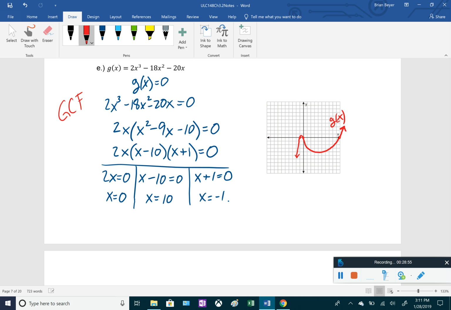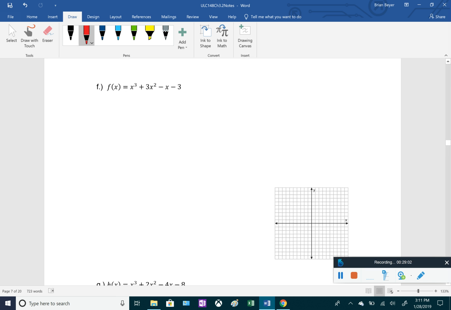Okay, let's do a couple more just to make sure we know the other factoring method. So we have x cubed plus 3x squared minus x minus 3. This one is a cubic, and it's a cubic with all four terms. It has the cube term, the squared term, the x term, and the constant term. So let's see what happens when we try to set it equal to 0.